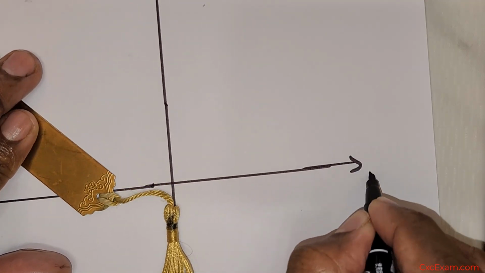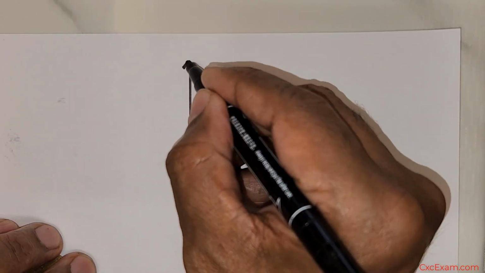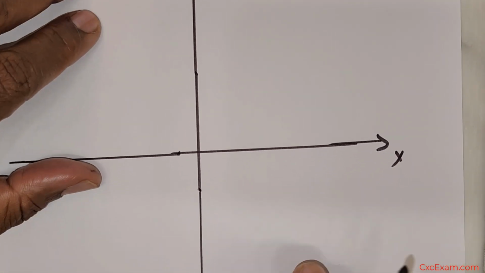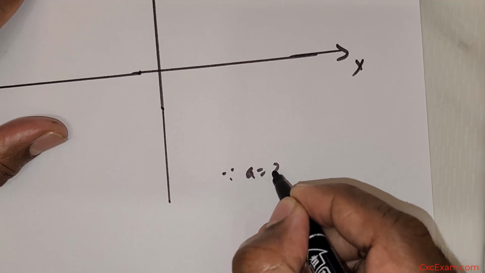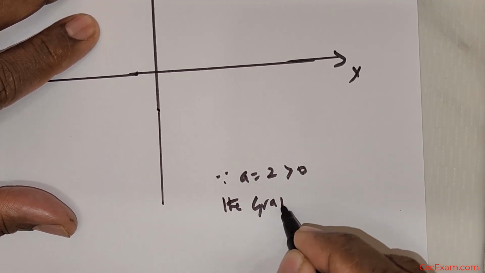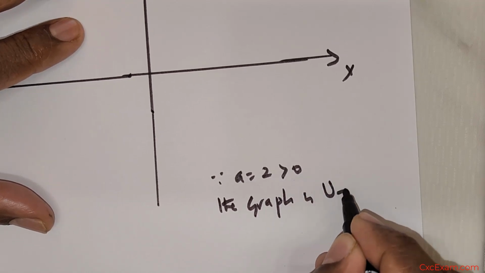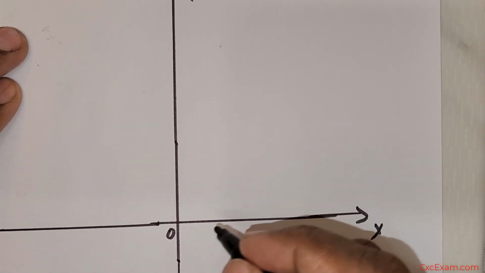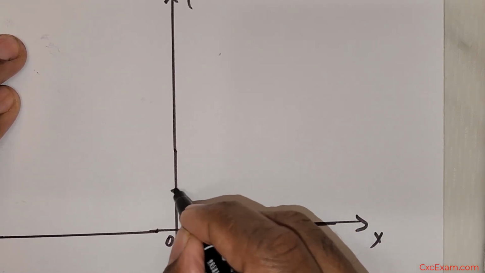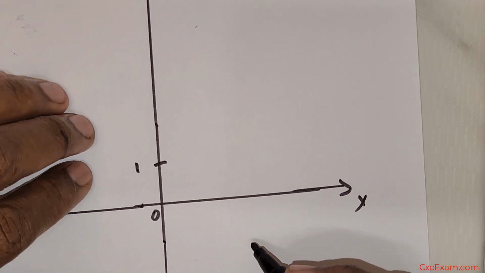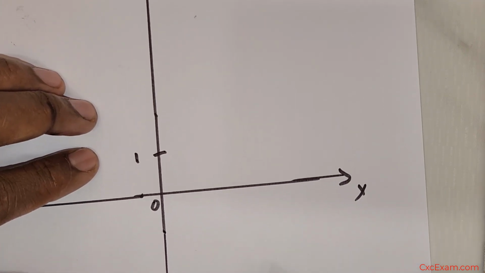Okay, so this is the x-axis and this is the y-axis. Now since a is equal to 2 and greater than 0, the graph is U-shaped. You will have to state this. The graph is what? U-shaped. Okay, and this point is 0. When x is 0, the y value hits 1, that is 1 point, and the lowest value is 3 over 4.